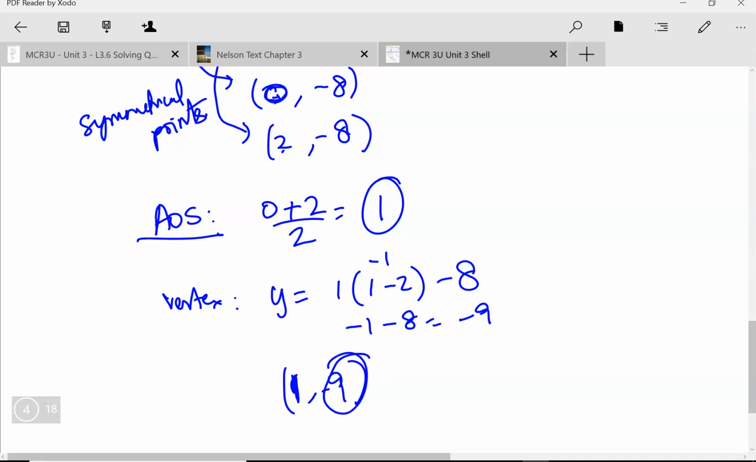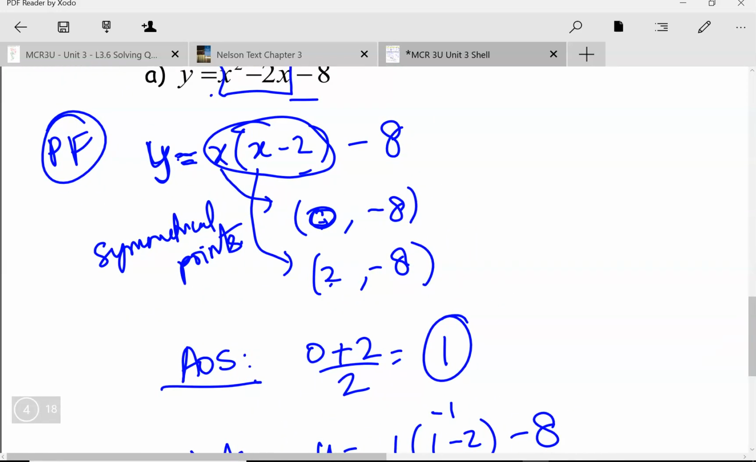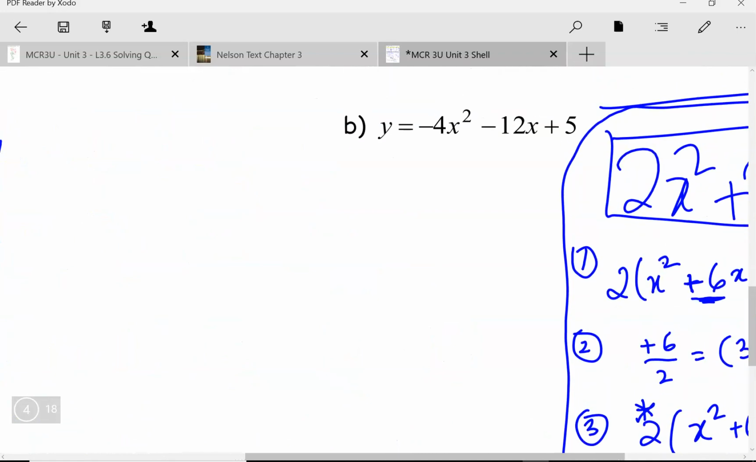So here I found my minimum value of negative 9. Again, how did I get that it was a minimum value? The a value is 1, or positive 1, importantly, so it opens up, so it has a minimum value. Again, hopefully we're okay with that bit. Again, first, the a value is negative 4, so it opens down. So I have a maximum value.